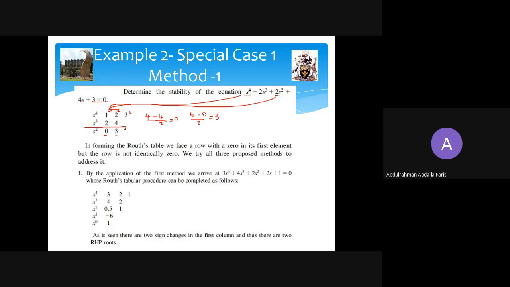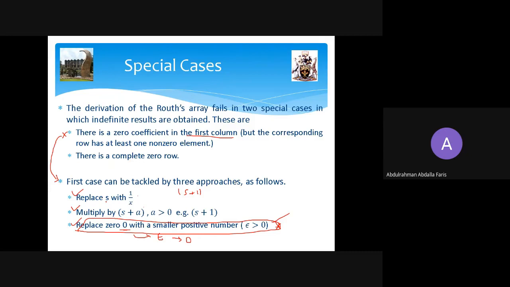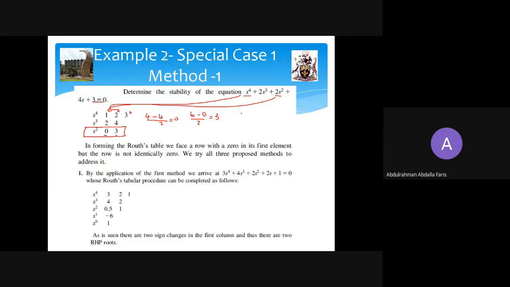So you can actually see this is the first special case. We have 0 on that row, and the remaining values are actually non-zero values. So what we can do for the first method is replace s with 1 over x. So this is how you can say 1 over x power 4 plus 2, 1 over x power 3, like that. Once you have that, you simplify, and you'll end up with something like this. So at the end, you can actually change that x into s. It doesn't matter.